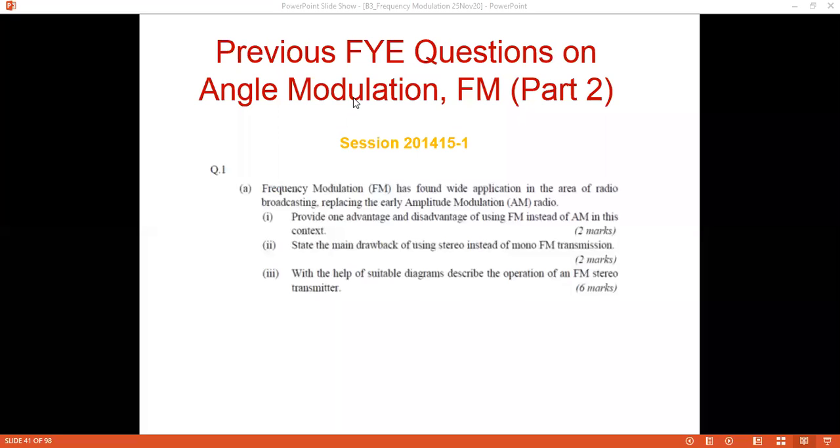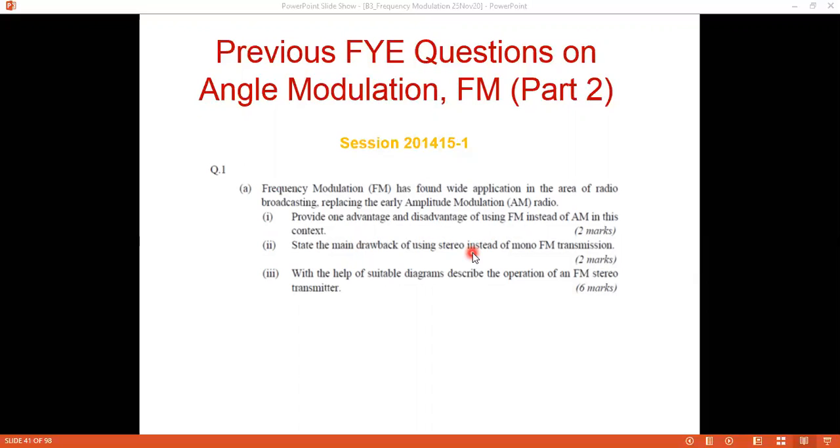So this question is from year 2014-15, semester 1. FM has found application in the area of radio broadcasting to replace the early AM radio. First, provide one advantage and disadvantage of using FM instead of AM in this context. This one we have already addressed when I did the comparison between FM and AM. If you remember, FM has the disadvantage of large bandwidth, but its advantage is noise immunity.